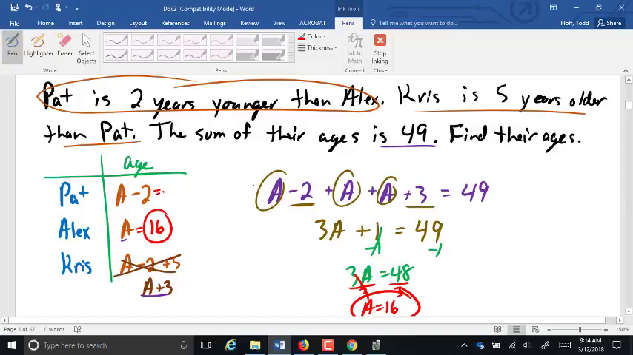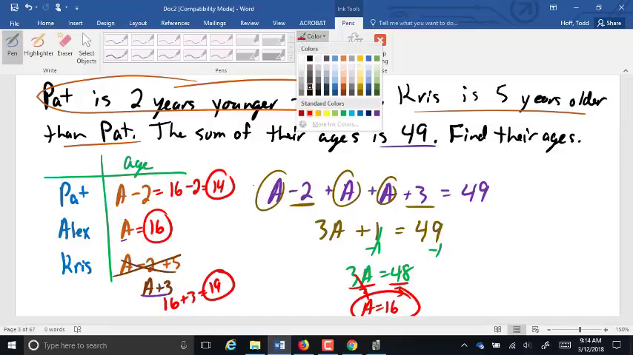So A is 16. That's Alex's age. Pat is A minus 2, so 16 minus 2 is 14. That's Pat's age. And Chris is A plus 3. 16 plus 3 is 19, Chris's age. Any questions?